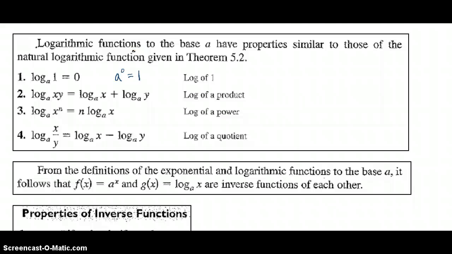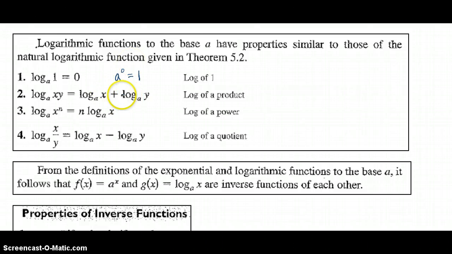Number 3, that's sort of our kick out or flick rule, where the log base a of x to the n power can get flicked out front. It's really our power to a power rule. So that equals n times the log base a of x. And then, of course, the fourth rule, if you have log base a of a quotient, x divided by y, that can be expanded and written as subtraction, because when we divide common bases, we subtract the exponents.